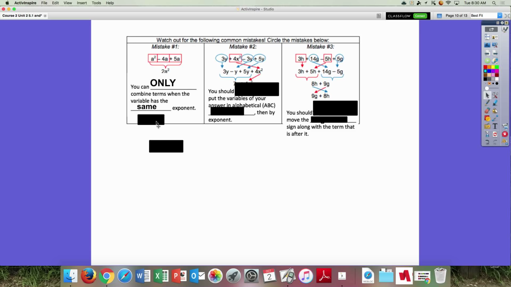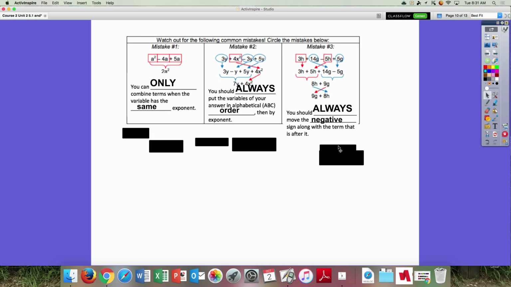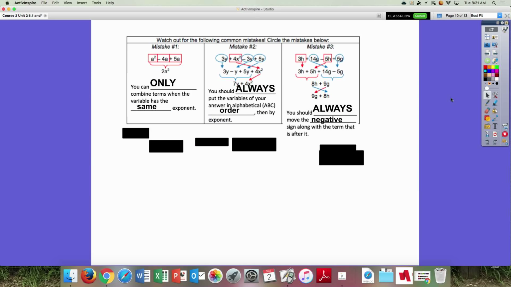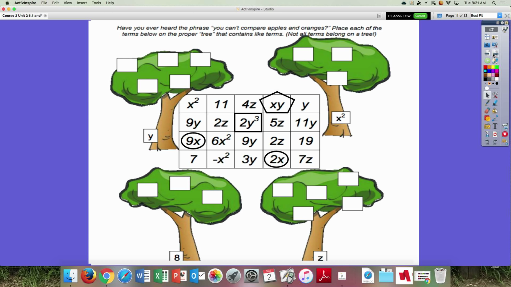All right. Like I said, we're going to keep saying it. You can only combine terms when the variable has the same exponent. You should always put the variables of your answer in alphabetical order, ABC order. Then my exponent. You should always move the negative signs along with a term. Just like I did here, right? I circled the sign in front of it. Just like we did when we were doing our integers, and we circled the whole thing, including the sign, to help us to know whether or not the number was a negative or positive. Okay? So, turn it over to the next page.